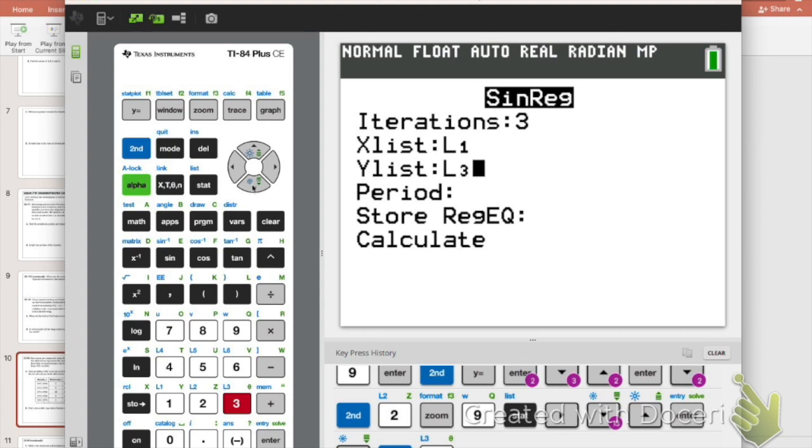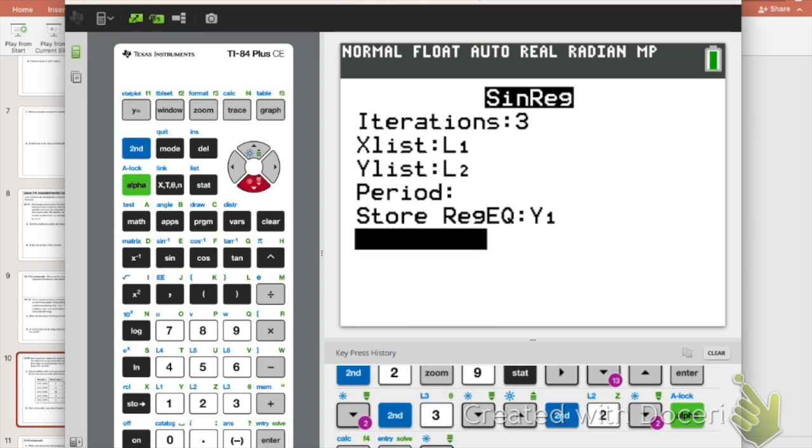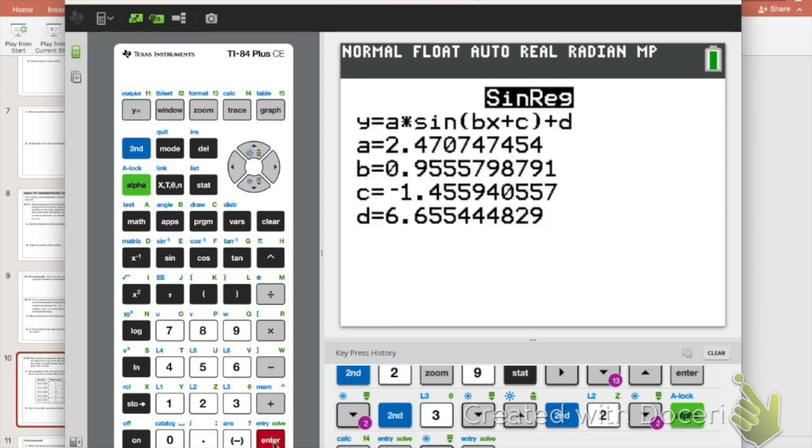And then for our period, we don't have to put anything there, so don't worry about that. Let's go ahead and store it though. If we remember, if we hit alpha trace, it's going to give us our options for where we want to store it. Let's store it into Y1 so we have it. And then hit calculate, and it should come up with our regression for us.